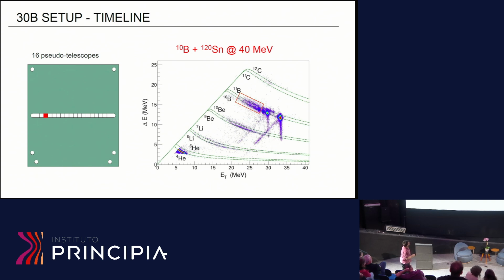And then we could see lithium 6 and lithium 7. This might be coming from the breakup. Also some helium 6 here, and then of course a bunch of alphas.